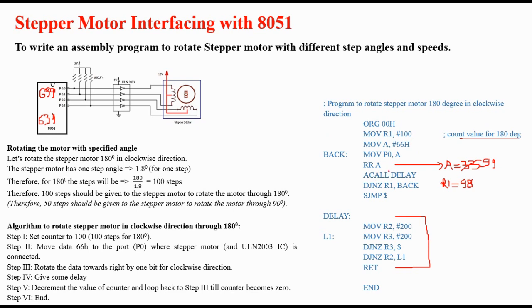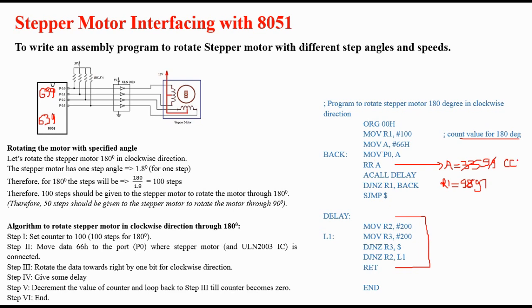Okay, and rotate right the content of accumulator. The content of accumulator will become CC. Fine. And again a call delay. After delay subroutine, decrement the value. So 98 will become 97. It is not 0. So jump back.